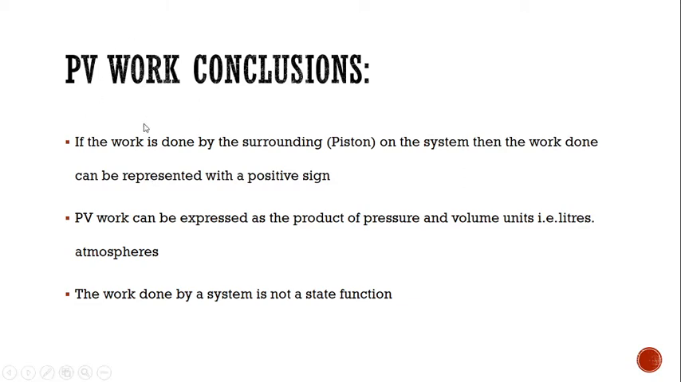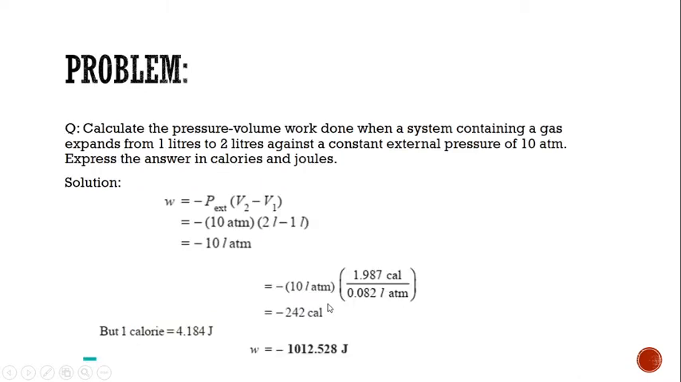So this is our little conclusions we derive from the above mathematical expression. If the work done is done by the surrounding on the system, then the work done can be represented with the positive sign. This is the opposite case as I taught earlier. If pressure volume work can be expressed as a product of pressure and volume, so its units must be in liters and atmosphere. The work done by the system is not a state function. Why it is not a state function? Because the work done does not depend upon the initial and final state of the system.